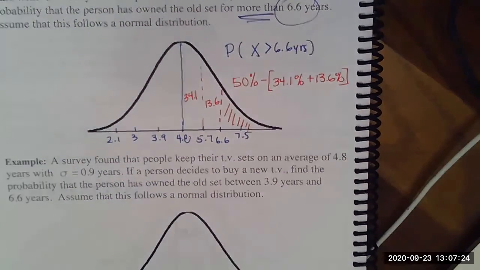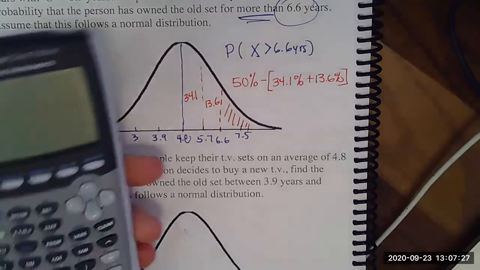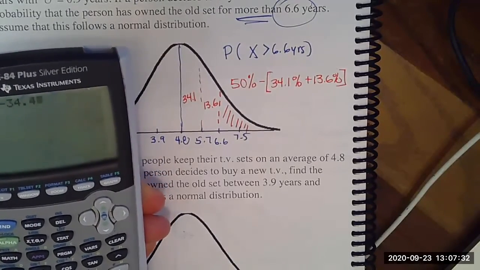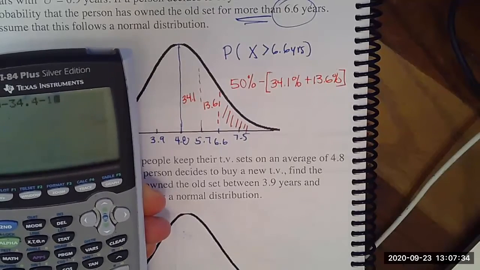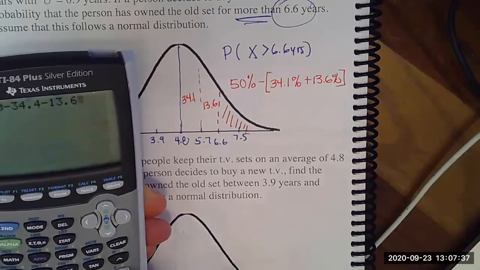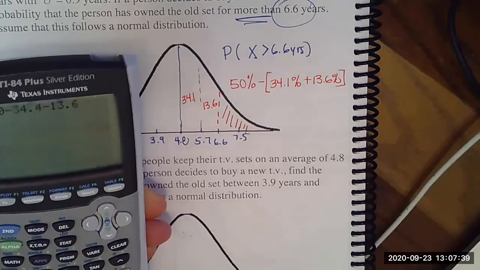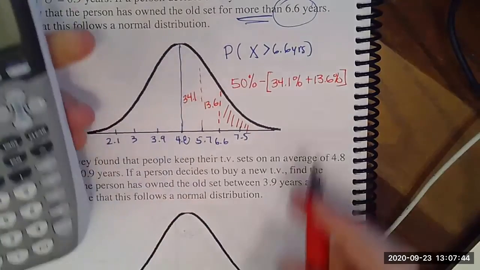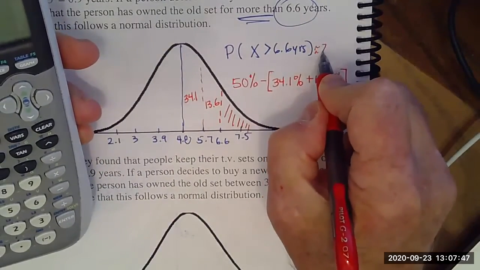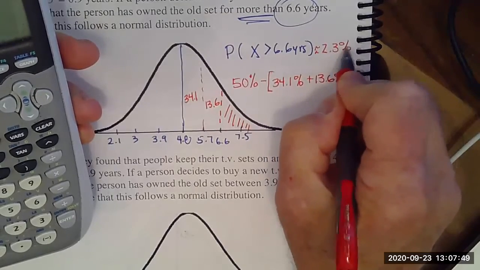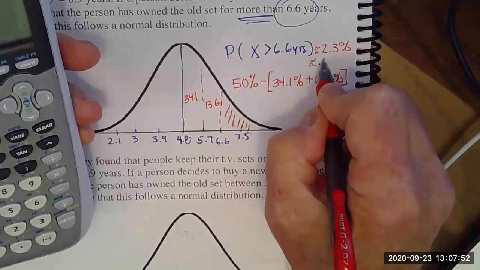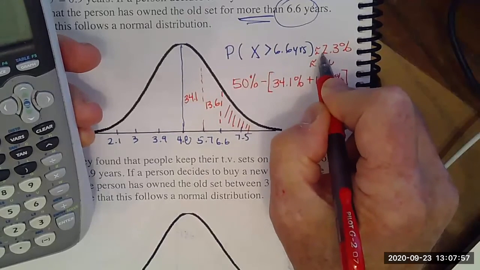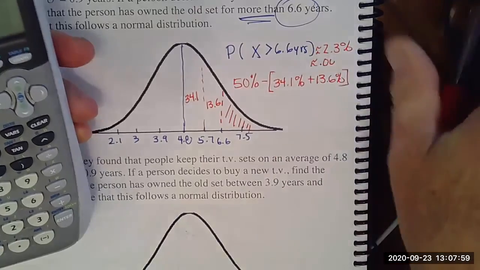And using my calculator gives me the leftover. So 50 subtract 34.1 and subtract 13.6. Uh, 2.3. So squiggle, squiggle, about 2.3%, or squiggle, squiggle, 0.023.